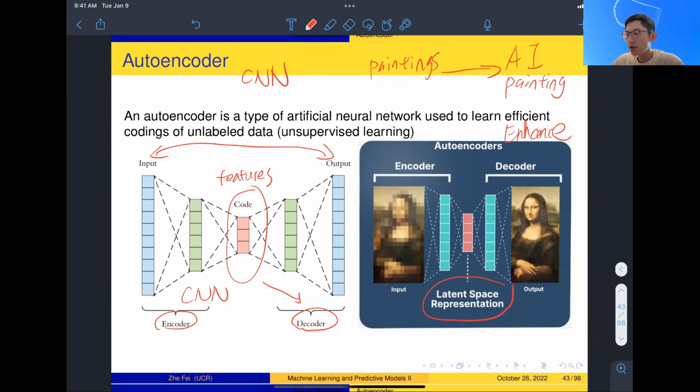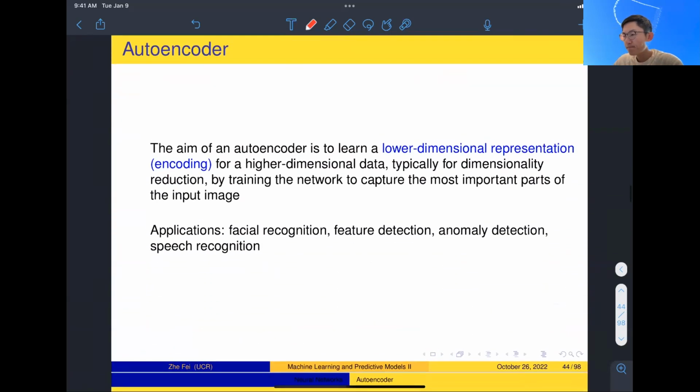That's basically the idea of autoencoder. So it has two steps, right? The first step is to learn this lower dimensional representation, or lower dimensional feature extraction, and then capture the most important part of the input. And then the decoder part can be used for different applications that we are interested in, whether facial recognition, feature detection, anomaly detection.